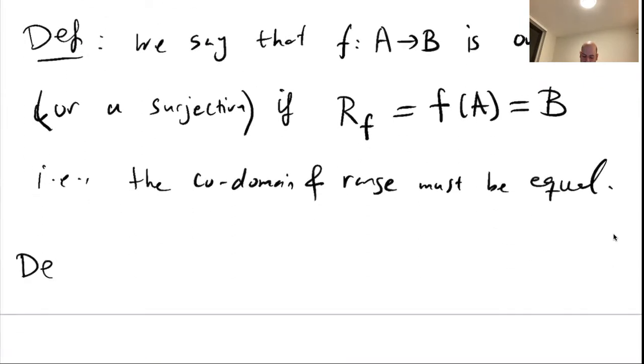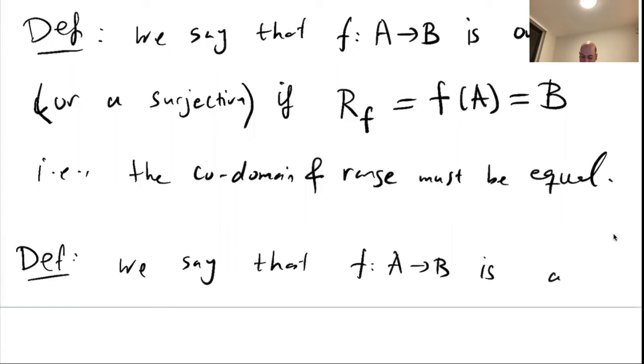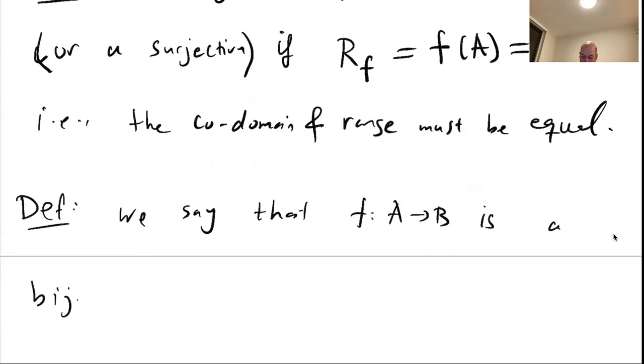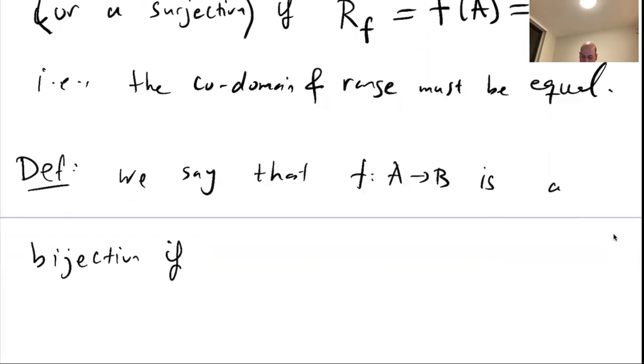And in the next definition, we say that f from A to B is a bijection if f is 1-to-1 and onto.